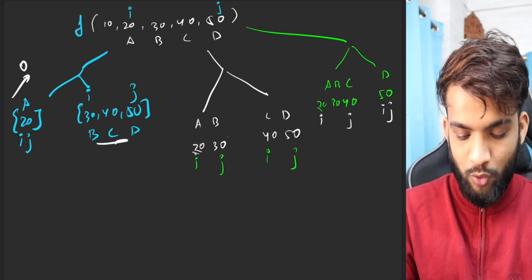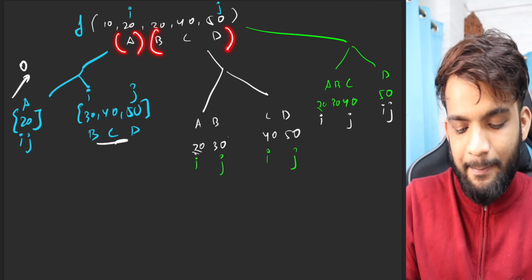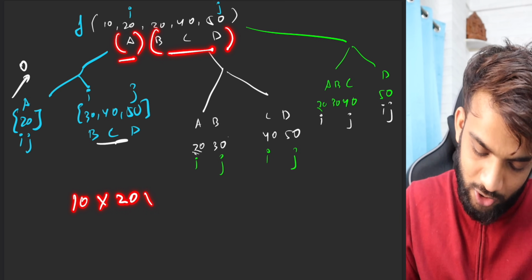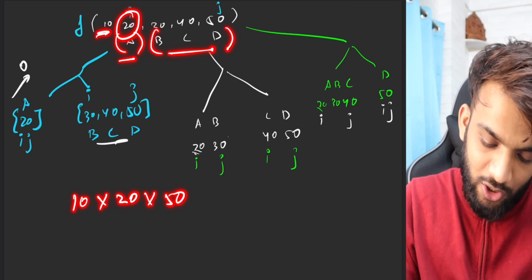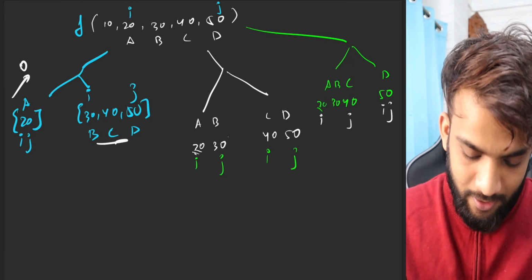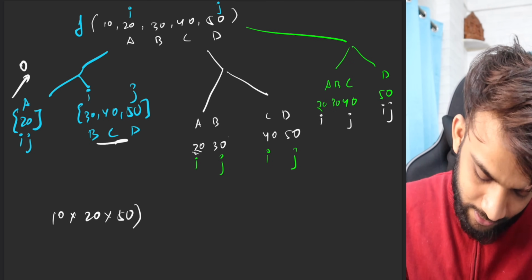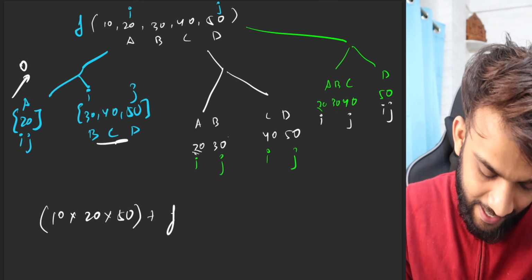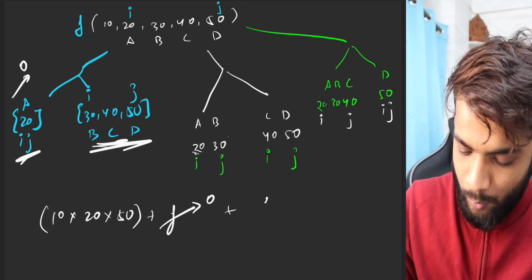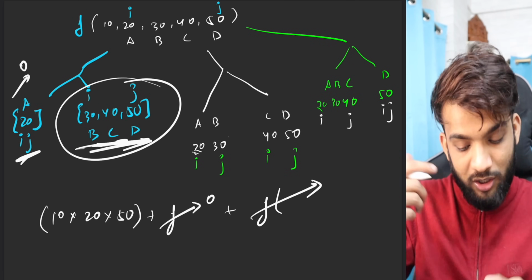Perfect. So I know one thing, A and BCD themselves will get multiplied to take 10 cross 20 cross 50. And there was an F of this guy which gave you 0. And there's this another F guy which you have to figure out. So you have to solve this BCD now.